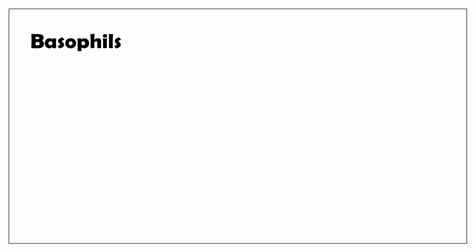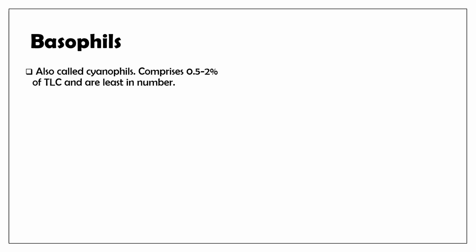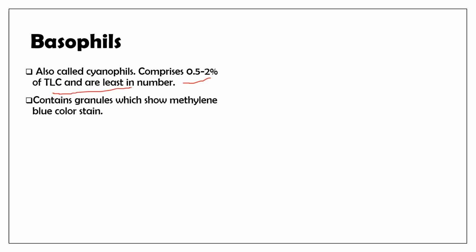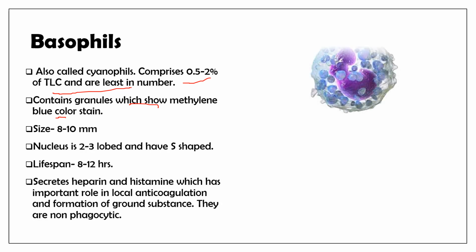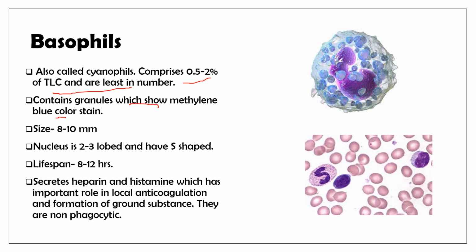So let's talk about the next type, that is basophils. These basophils are also known as cyanophils, and they comprise 0.5 to 2% of the total leukocyte count and are least in number. They contain granules which show methylene blue color stain, and also they are basic, hence named basophils. Their size ranges from 8 to 10 micrometer.